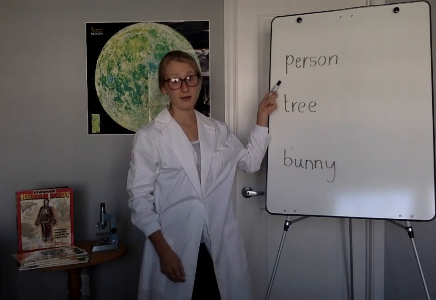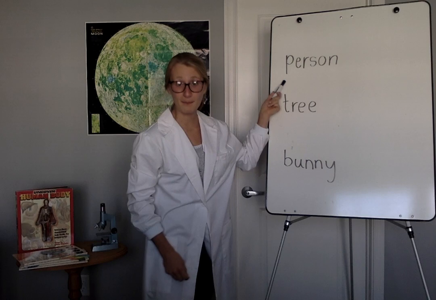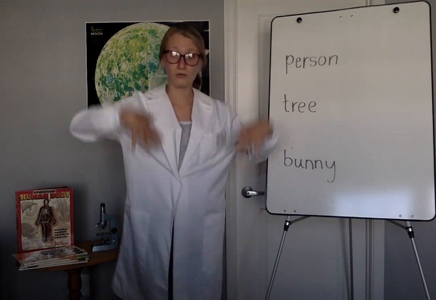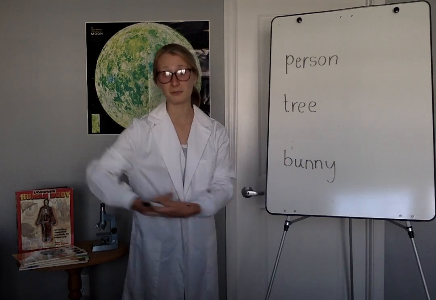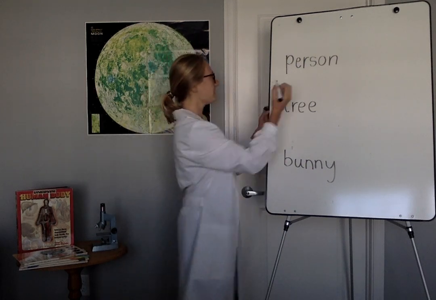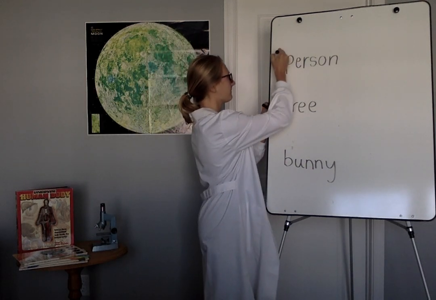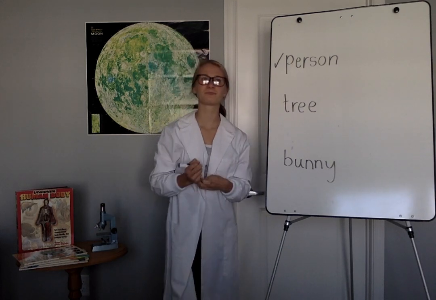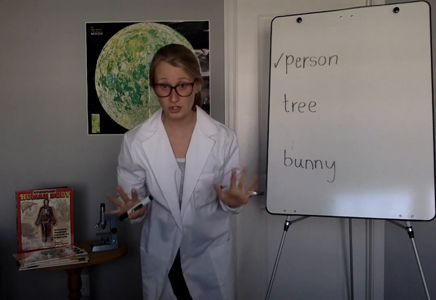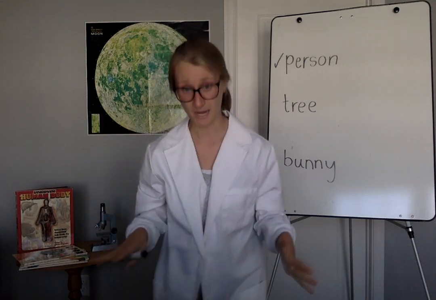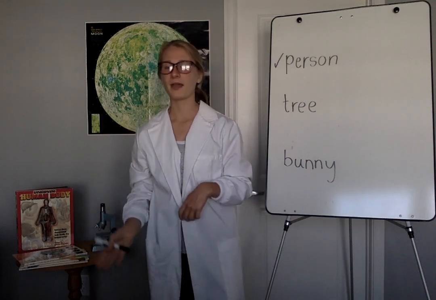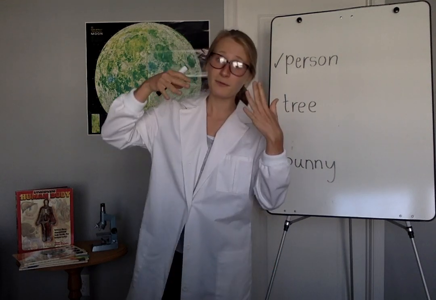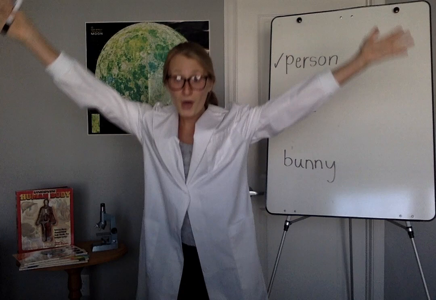We just talked about people. We know that a person is a living thing because a person grows and reproduces. So we know that's living. What about a tree? Well, trees don't just start out really big, right? We have to start by planting a seed, and then the seed will get a little bit bigger and a little bit bigger and a little bit bigger, and it's growing.